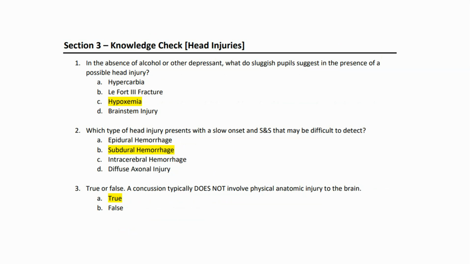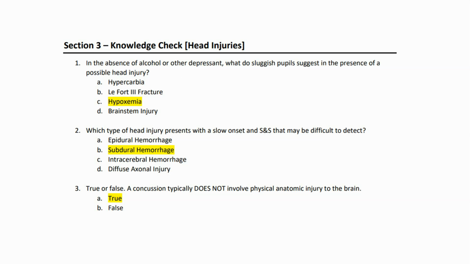And finally, section 3. In the absence of alcohol or other depressant, what do sluggish pupils suggest in the presence of a possible head injury? And that's going to be hypoxemia, right? Anytime that we have generalized ischemia, lack of oxygen flow to the brain, one of the big things that we'll start to see is those sluggish pupil responses. Number two, which type of head injury presents with a slow onset and signs and symptoms that may be difficult to detect? And that's going to be that subdural hematoma or subdural hemorrhage.